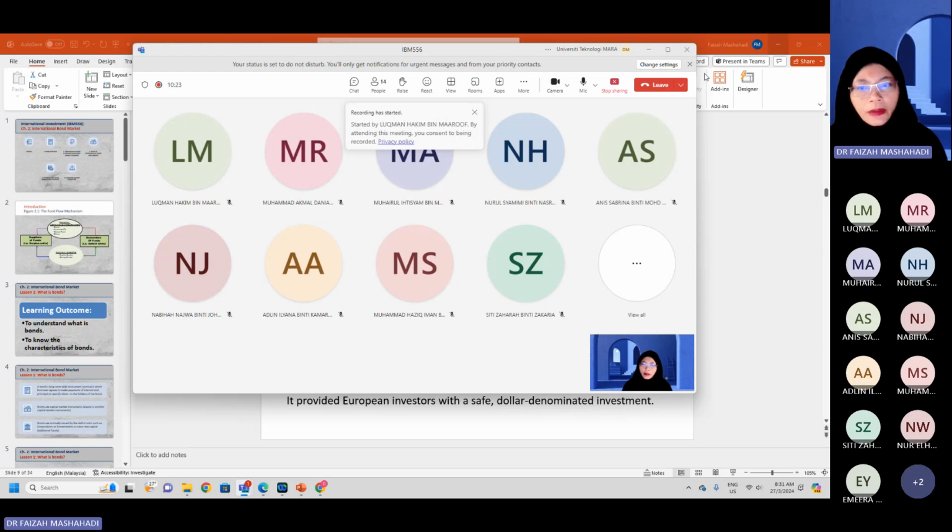So today, inshallah, we are going to continue with our second chapter. Our second chapter is about the international bond market. Before we proceed, do you have any questions with regards to chapter 1? Any question? Chapter 1, International Banking and Money Market. All right, no question so far.